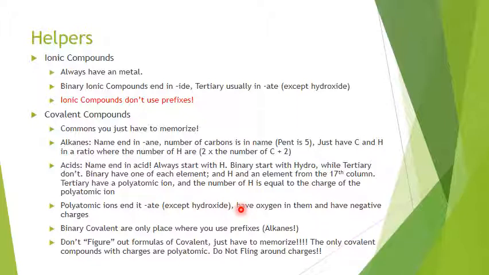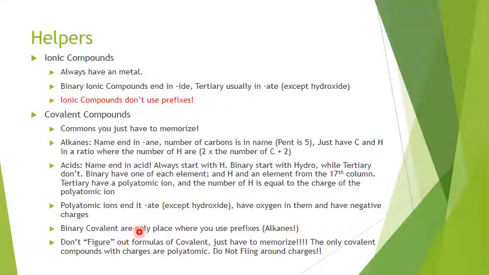Polyatomic ions end in "ate", except for hydroxide. They have oxygen in them. Their name tells you what other element it has in them, like phosphate has phosphorus. And they have negative charges. And you got to memorize those guys. I gave you a little trick that maybe helps you memorize the pattern. Like carbon and nitrogen are in the same row, and both those have O3s, and phosphorus and sulfur are in the same row, and they get O4s.